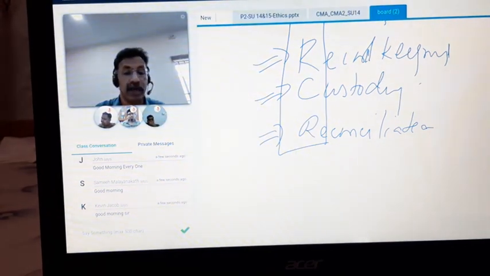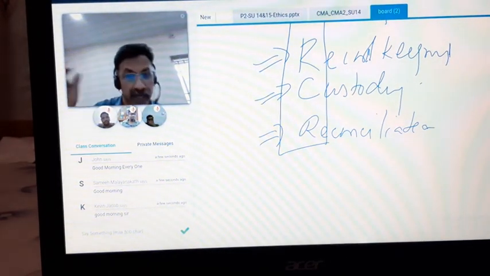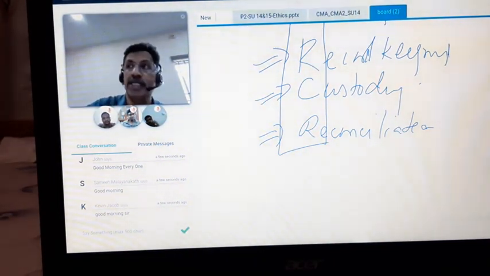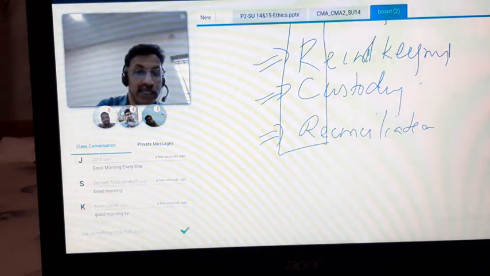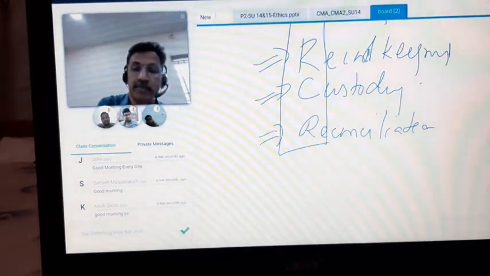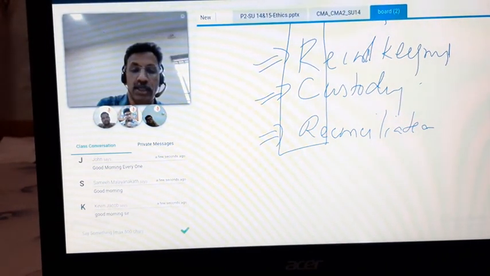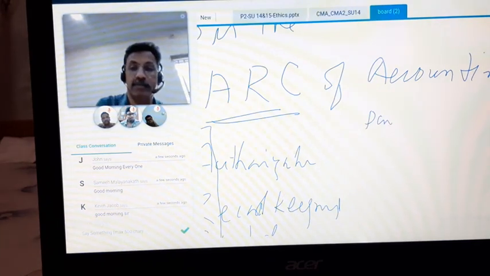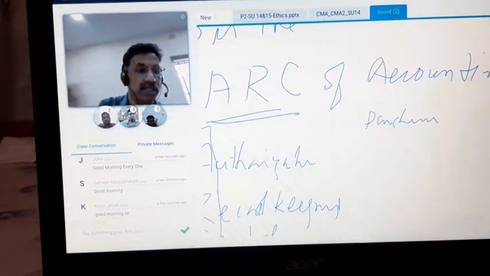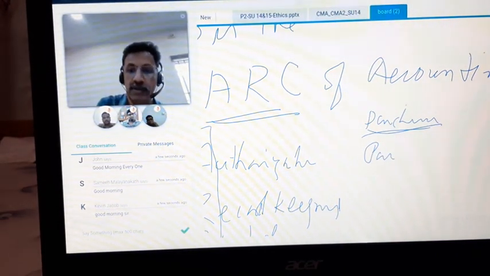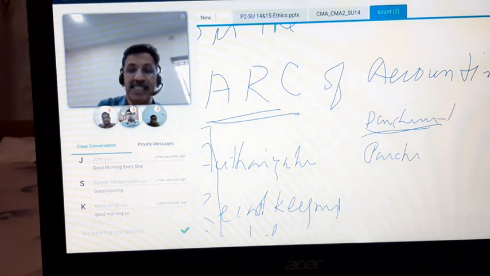In Part One, we go into detail about how these controls are designed and implemented for the various accounting cycles. Take, for example, purchases. Who is giving the authorization, or which department is giving the authorization? The purchases department. So let's say the purchases payable cycle.